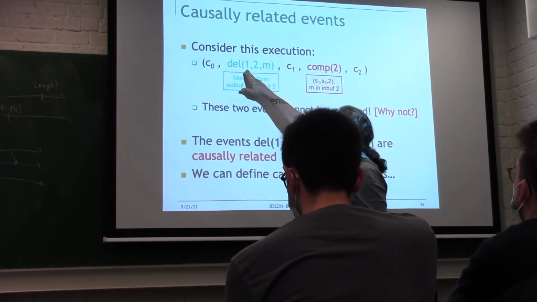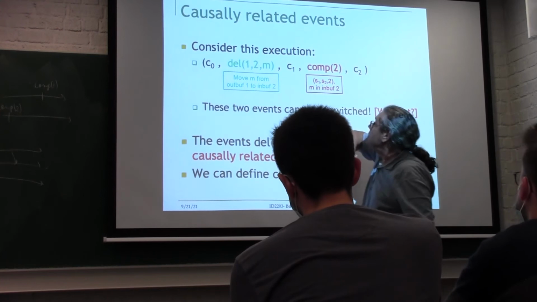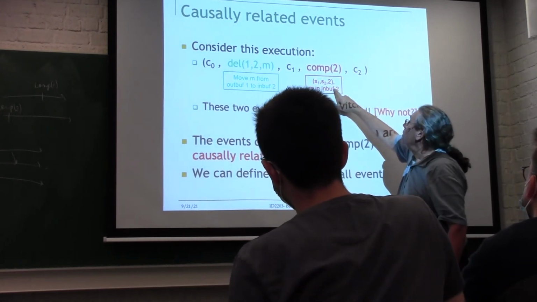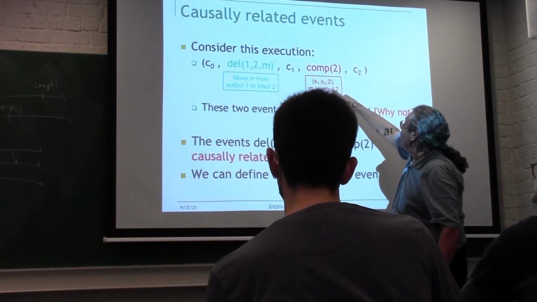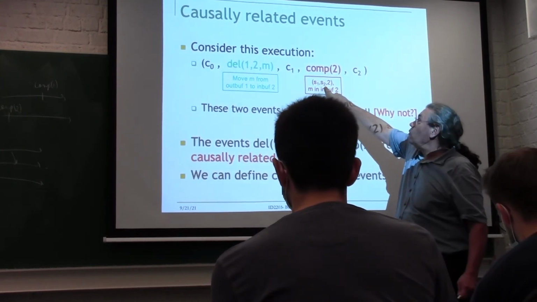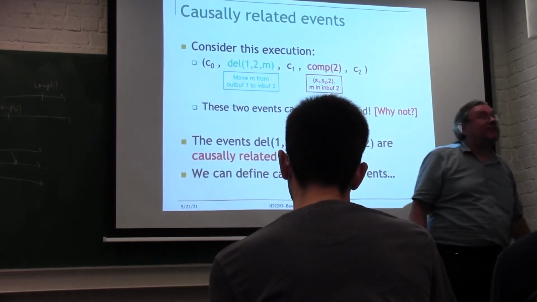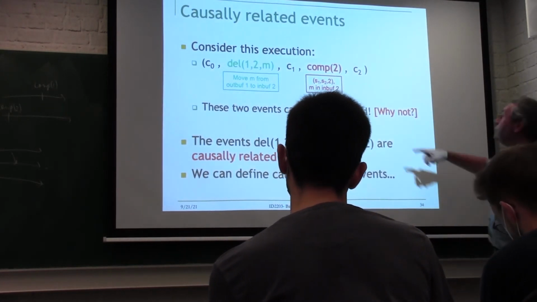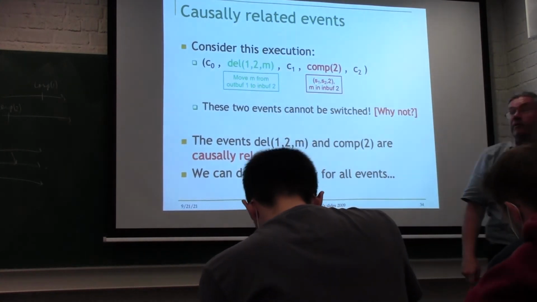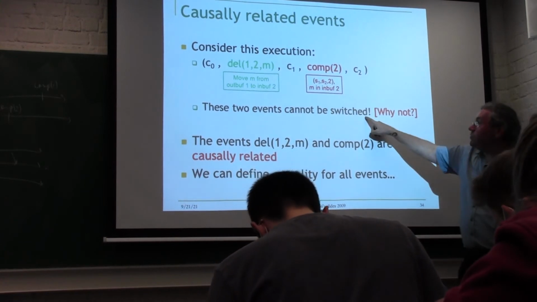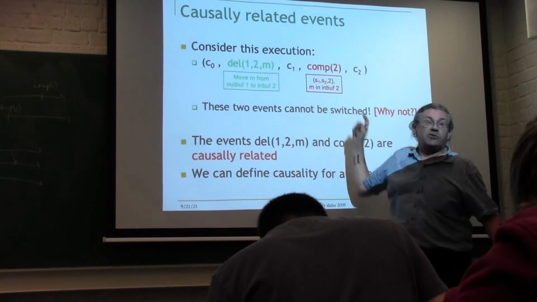So here's a del, moving M from out buff 1 to in buff 2. And here's a comp on 2. But the comp on 2 uses the M in buff 2, which was put there by this one. So you cannot flip these two, because comp 2 is using something from the del 1, 2. They cannot be switched. You see that? It's clear why not. There's a connection between them.